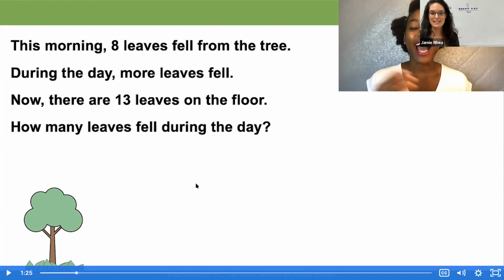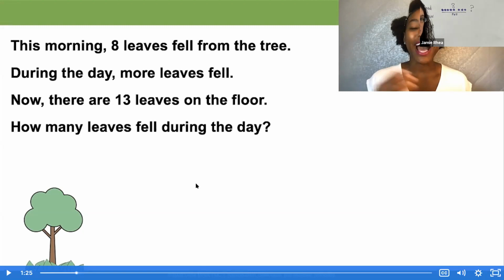Now, during the day, some more leaves fell. Did we know how many fell? Nope, we didn't. Okay, so I'm putting my question mark there because I don't know how many fell. So let me slide this over and zoom in a little bit. Okay. Now there are 13 leaves on the floor.